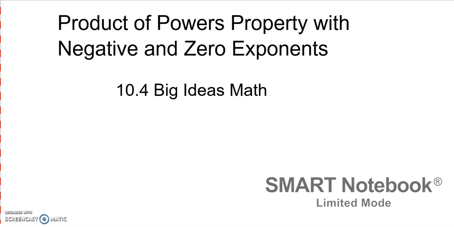All right, so today we are going to be talking about three different example problems involving the product of powers property and negative and zero exponents. This still is section 10.4 in your Big Ideas math textbook. So let's go to example number one.